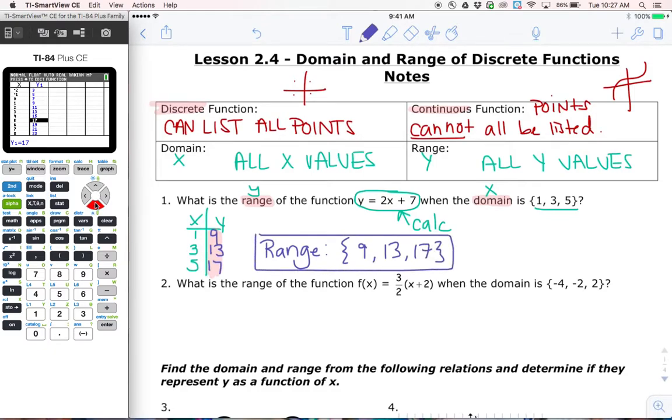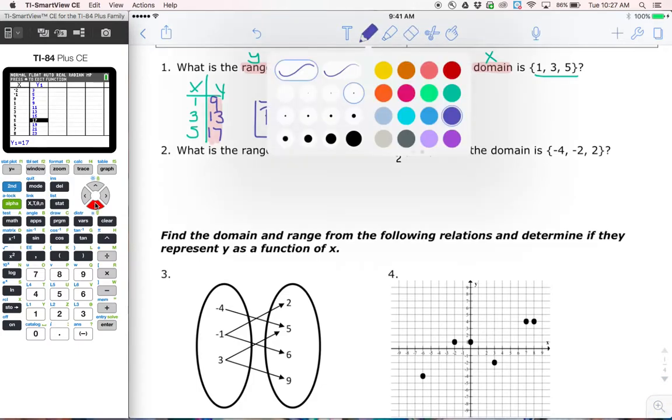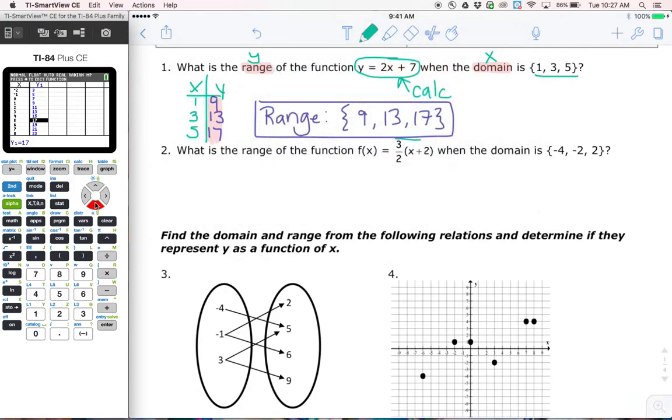Problem number 2 is almost identical. The only difference is that they don't say y equals, they say f of x equals. But we know that that is the same as y. So they've given us this equation. I'm going to put this in my calculator, and I'm going to use these points. These are my points that I've been given.